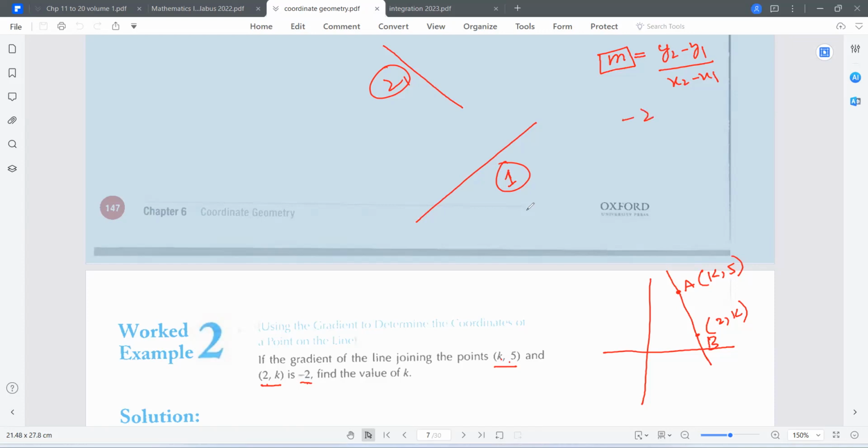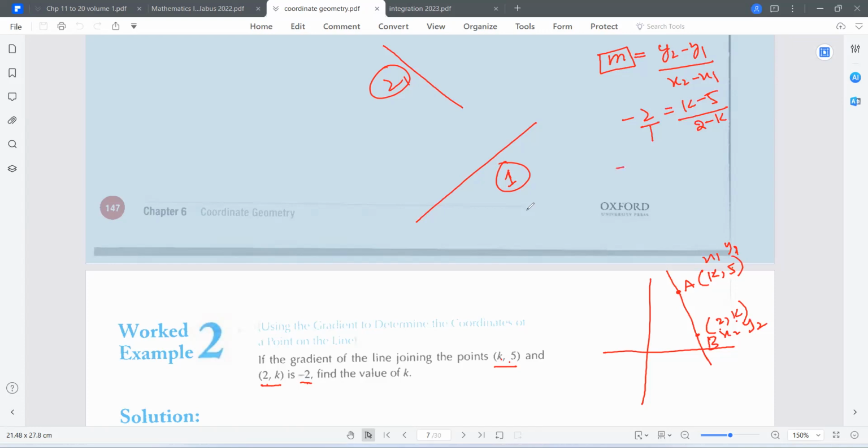Okay, we may say that this is our x1, this is our y1, and this is our x2 and y2. Now I'm putting in the values. y2 minus y1 means k minus 5, over x2 minus x1, that means 2 minus k. Now cross multiplication. I already explained this in two of the algebra chapters, so we did this kind of question there.